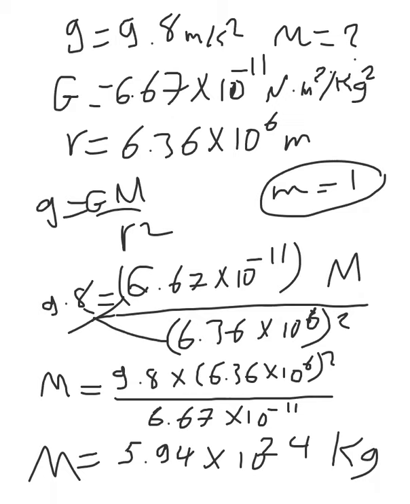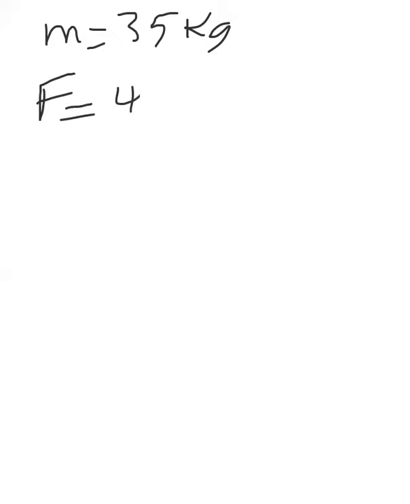Number 17. A body of mass 35 kilogram is lifted to the top of a building using a rope. The mass of the object is 35 kilogram, lifted up by a rope that can withstand a maximum tension force of 490 newtons. Calculate the maximum acceleration.